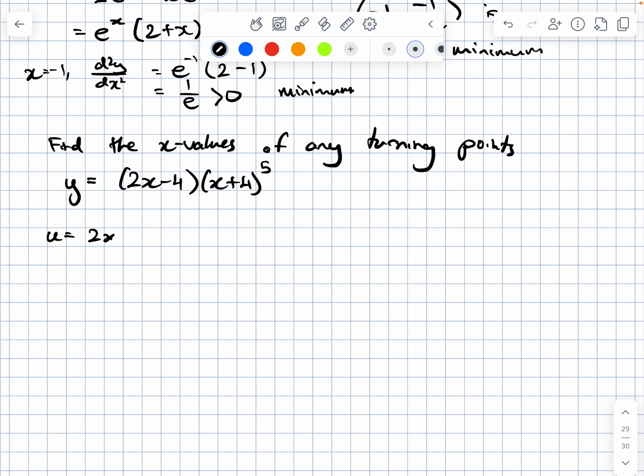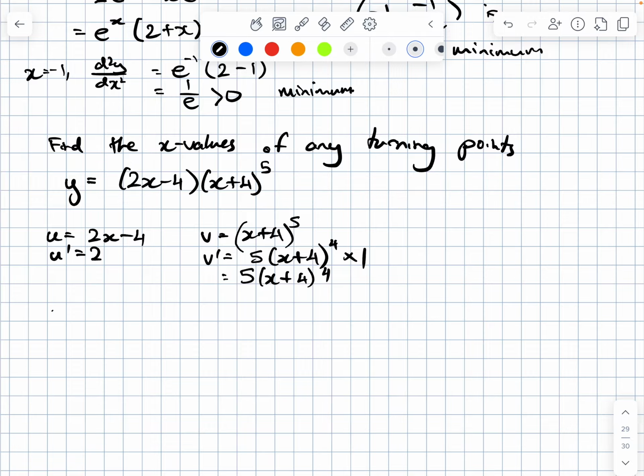u equals 2x minus 4, so u dash is 2. v is (x plus 4) to the power 5. So v dash is bring the power in front, rewrite the bracket, reduce the power by 1, and times by the derivative inside the bracket, which gives you 5(x plus 4) to the power 4. So dy/dx equals u dash times v, 2 times (x plus 4) to the power 5, plus u, now since I'm timesing u by something, I'm going to put that in brackets, times v dash, 5(x plus 4) to the power 4.